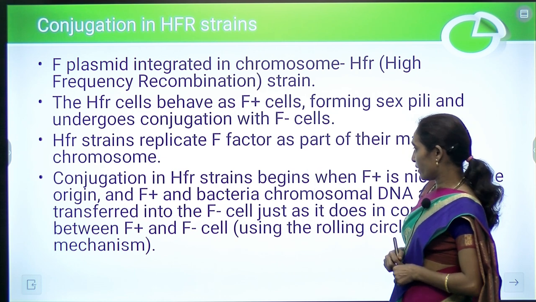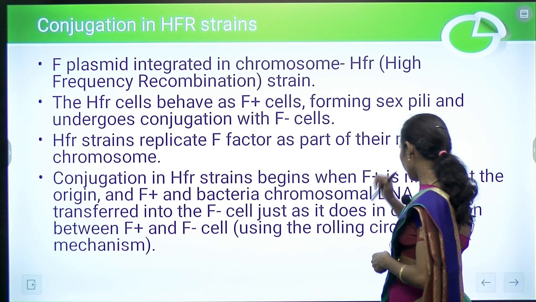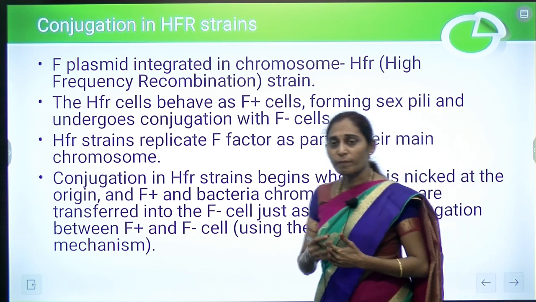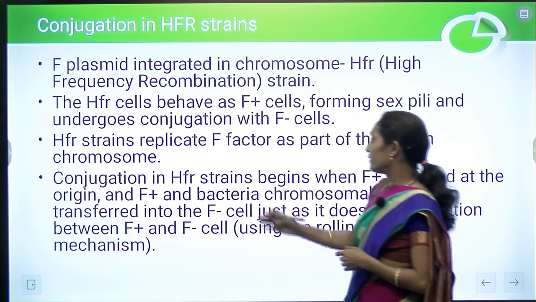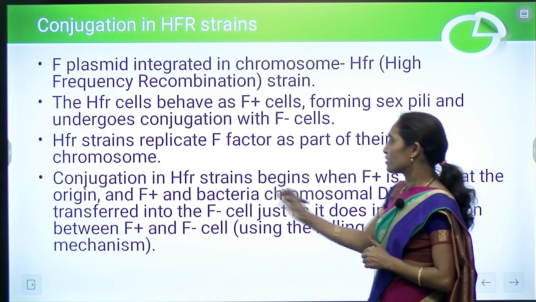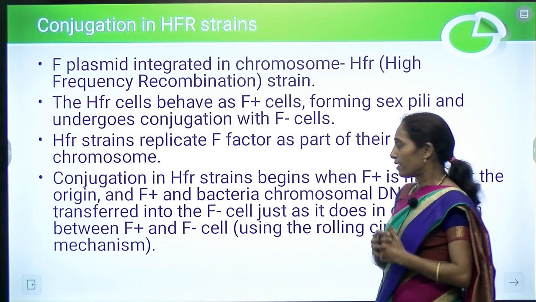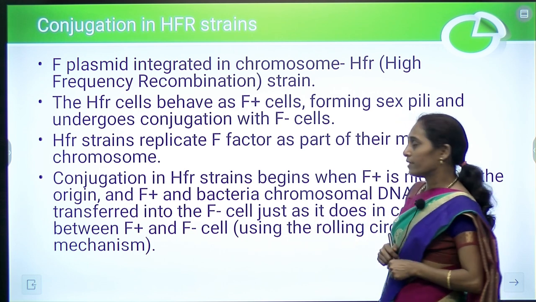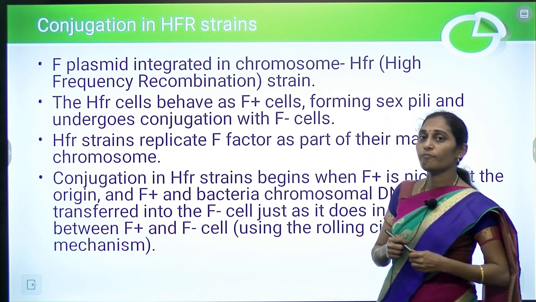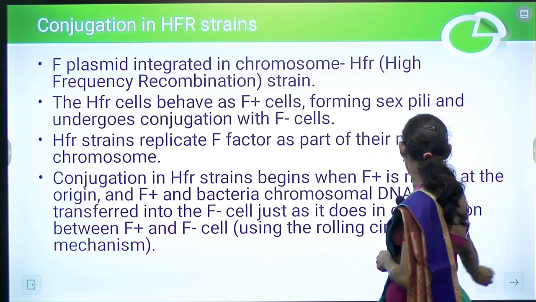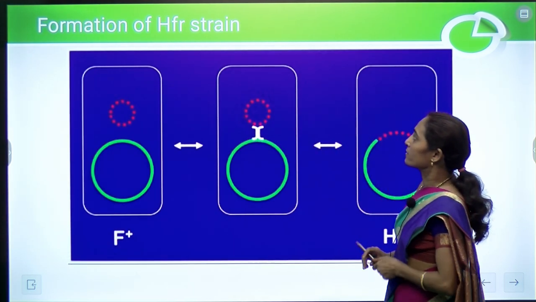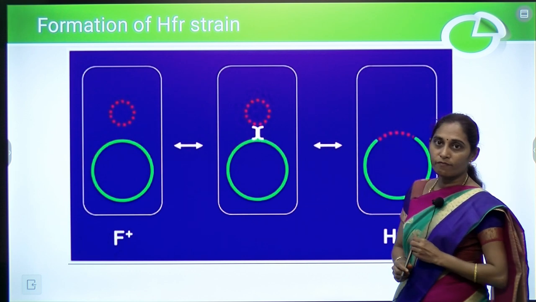Conjugation in an Hfr strain begins with F plus that is nicked at the origin of replication, that is oriV, and then F plus and bacterial chromosomal DNA is transferred into the F minus cell, just as it does in conjugation between F plus and F minus cells, using the rolling circle model. Yes, this is the formation of the Hfr strain.